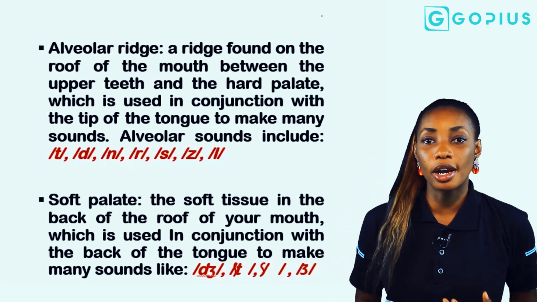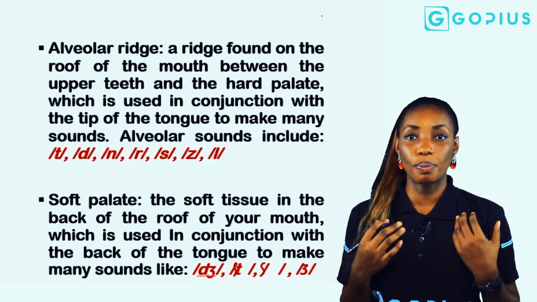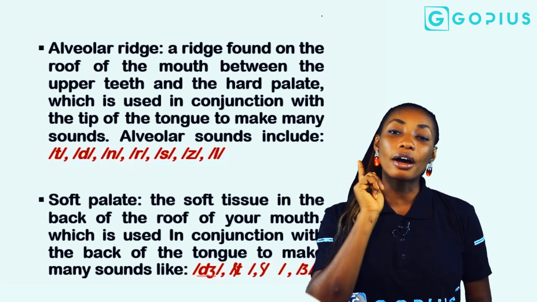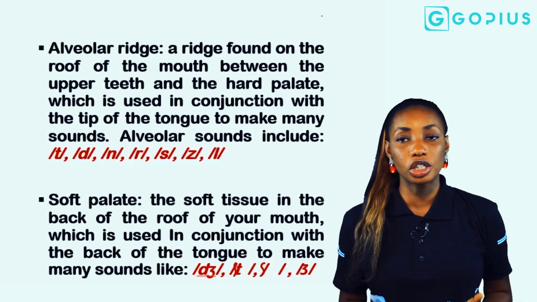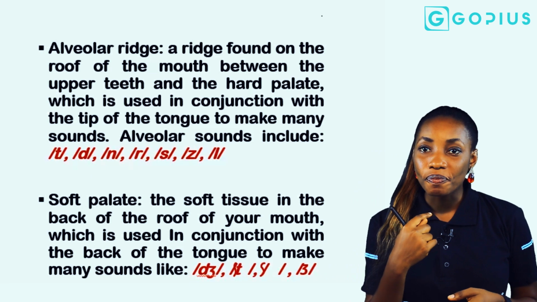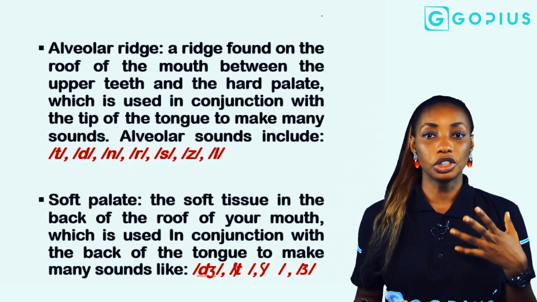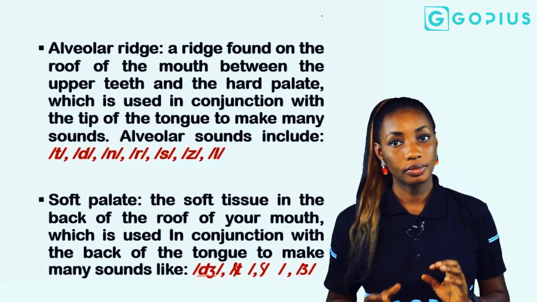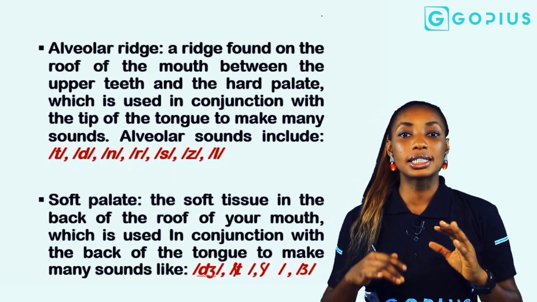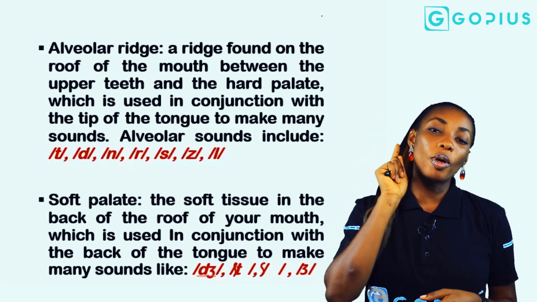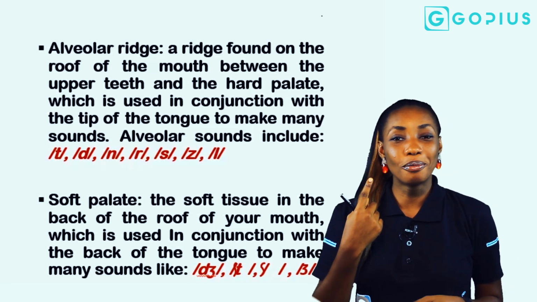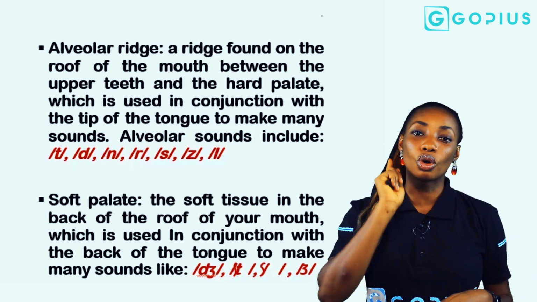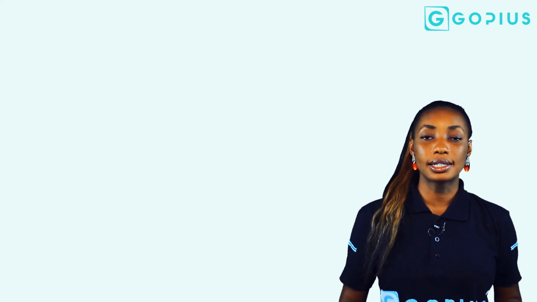So the next term we have to familiarize ourselves with is the soft palate. The soft palate is the soft tissue in the back of the roof of the mouth, which is used in conjunction with the back of the tongue to make many sounds. Sounds like j, sh. Those sounds, when you pronounce them, you can see that the back of your tongue is touching the upper part of the back of your mouth. Just the back, upper part there, and the back of your tongue, they both come together to pronounce these sounds.